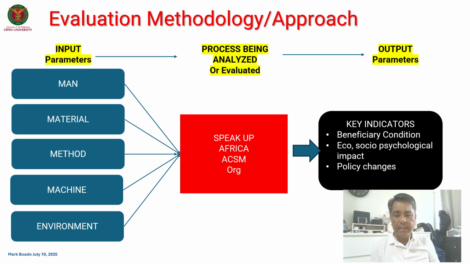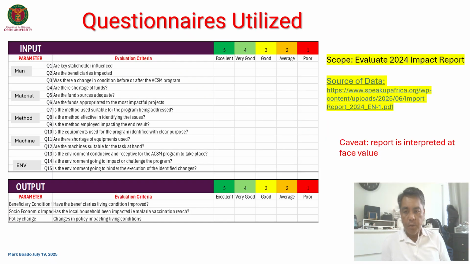And the whole idea is that all these parameters and factors will come together and produce a desired output, which in this case, the indicators of the output of the process would be, have the beneficiaries' lives been impacted? Were there any economic, social, psychological impacts of this organization? And then, of course, if there are any policy changes that have been made, to assess whether this organization has indeed benefited the stakeholders.